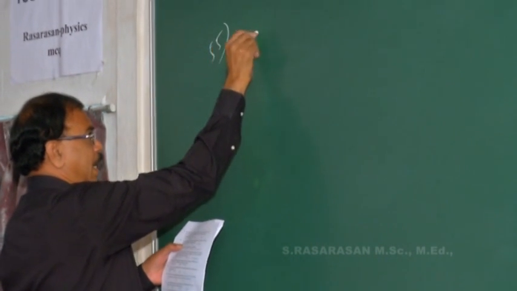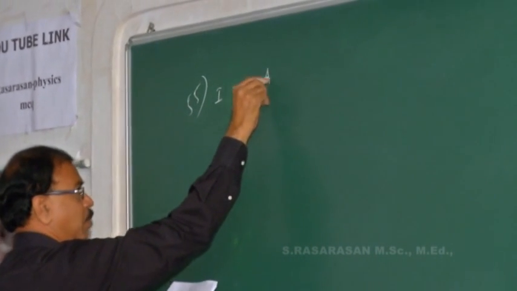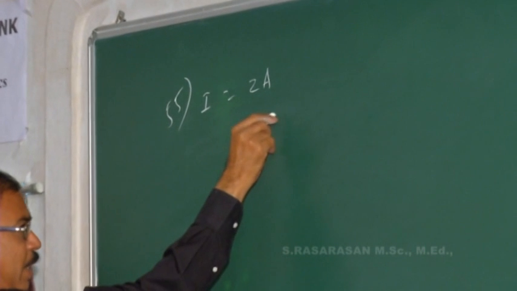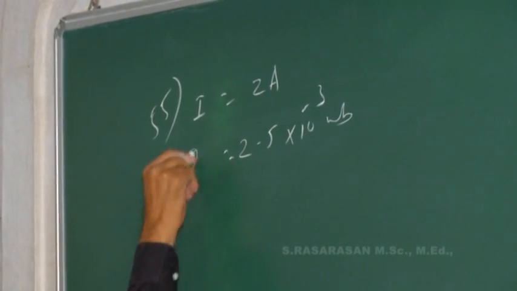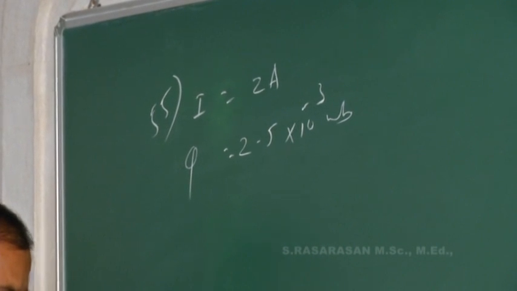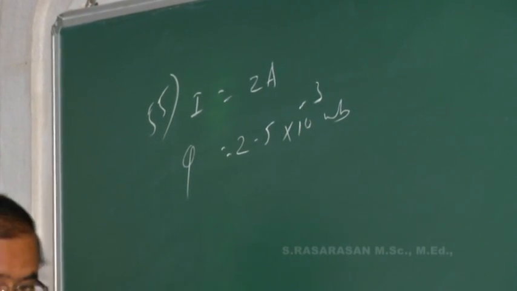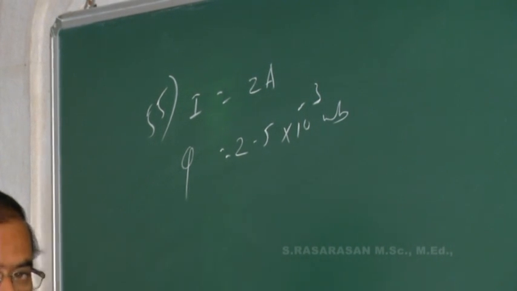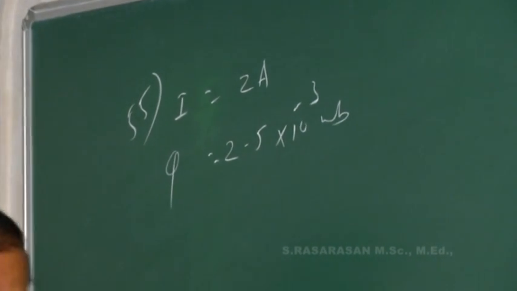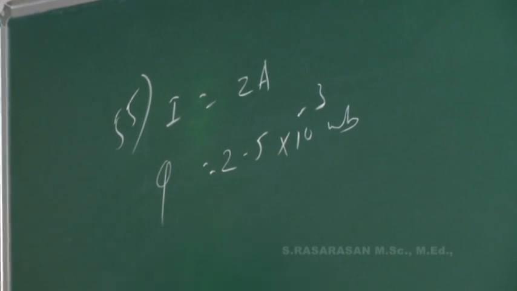A current I of 2 ampere produces 2.5 milli, which means 10 power minus 3 weber magnetic flux. What is magnetic flux? Total number of magnetic lines of force passing through a given area. Phi equals B vector dot A vector, or say B A cos theta. Theta is the angle between those two vectors.